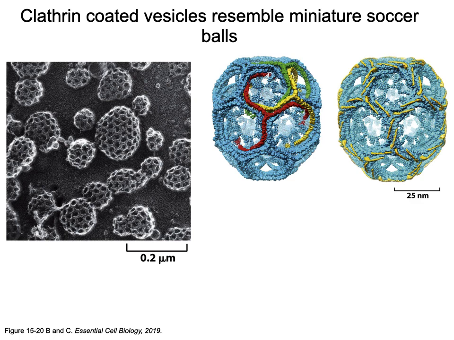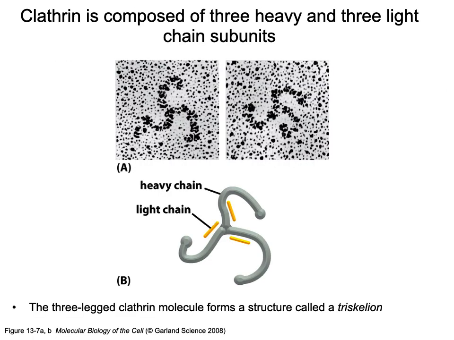This is looking at clathrin-coated vesicles, and they have this pattern appearance to them, where they almost look like a miniature soccer ball. I'm going to go to the next slide. If we look at this under high resolution, we can actually see that we have heavy and light chains that are interacting together to create a subunit. We're going to end up having 3 of these heavy chains interacting with 3 of these light chains to give us this clathrin form that has a resemblance of 3 legs.